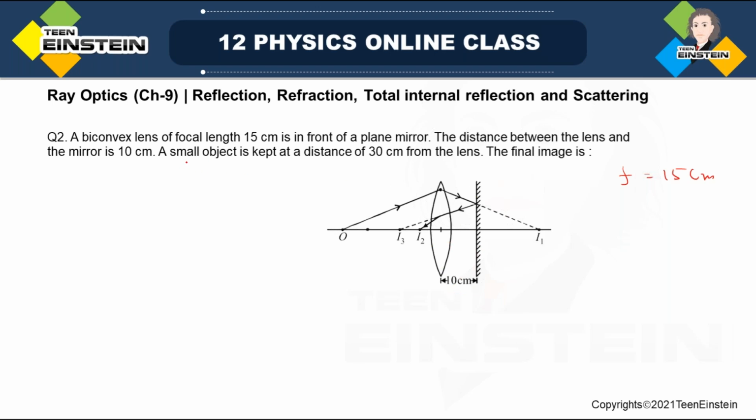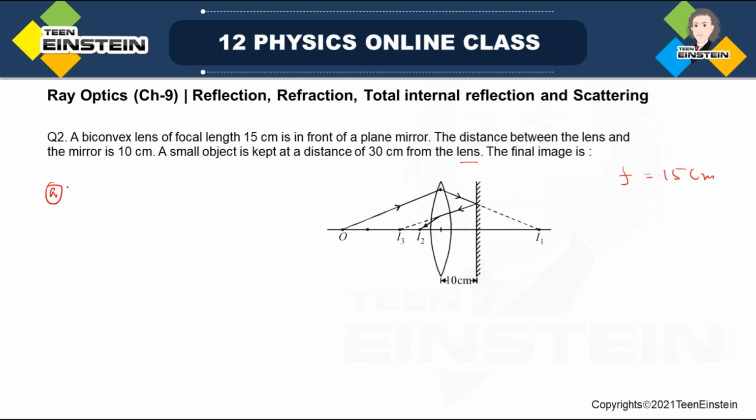Now the question is, a small object, say a point object, is kept 30 centimeter from the lens. Where will be the final image? I have not given you the options over here. Let me write down the options.